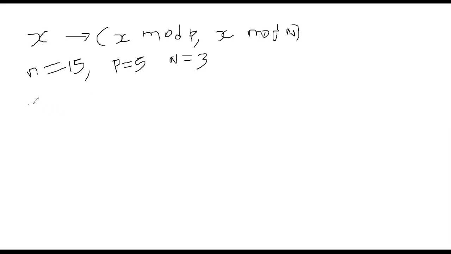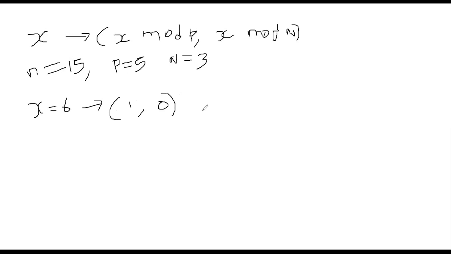Given n, P and Q, now suppose your X is 6. How will the 6 be stored in the cloud computer? You don't store 6 as it is, of course. You do 6 mod P, which is 6 mod 5, which is 1, and 6 mod Q, which is 0. So you store 1, 0 in the cloud.